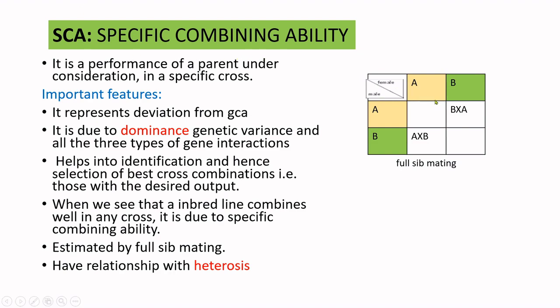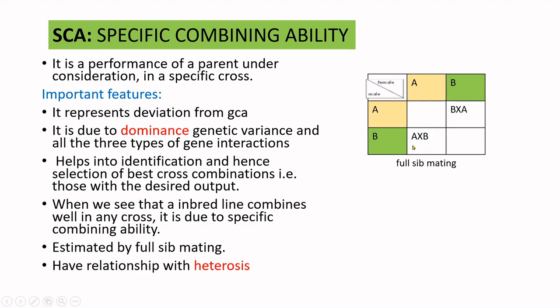Next is specific combining ability. It is the performance of a parent under consideration in a specific cross, especially in case of a biparental cross. The performance of a specific cross is usually tested against several reciprocal crosses. It is a deviation from general combining ability. General combining ability is the average performance of a particular inbred, while specific combining ability is the combining ability of that particular cross, say for example A crossed with B, not B crossed with A, or B crossed with C.